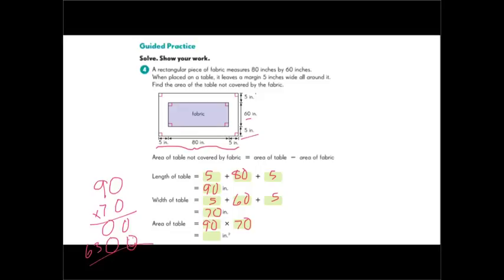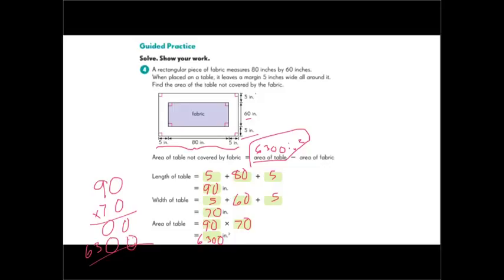So the total area is 6,300 inches squared of the entire table. The area of the table is 6,300 inches squared.